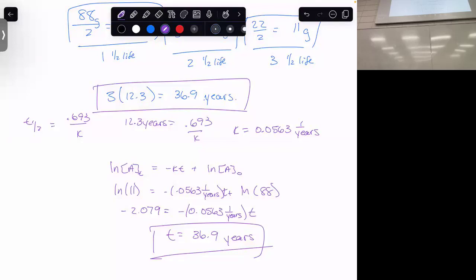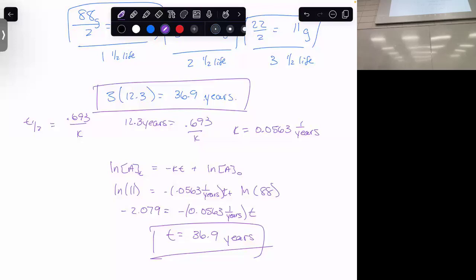I would say 99 times out of 100, they're going to ask you for a first order rate law decay, radioactive decay. But if they, for some reason, give you a second order decay reaction, the setup is the same, where you would solve for K and then plug that into the integrated rate law. You're just using the second order equations now instead of the first order equations.